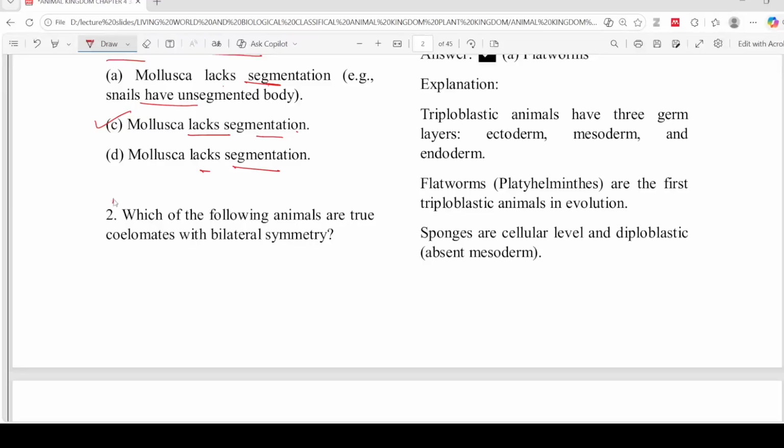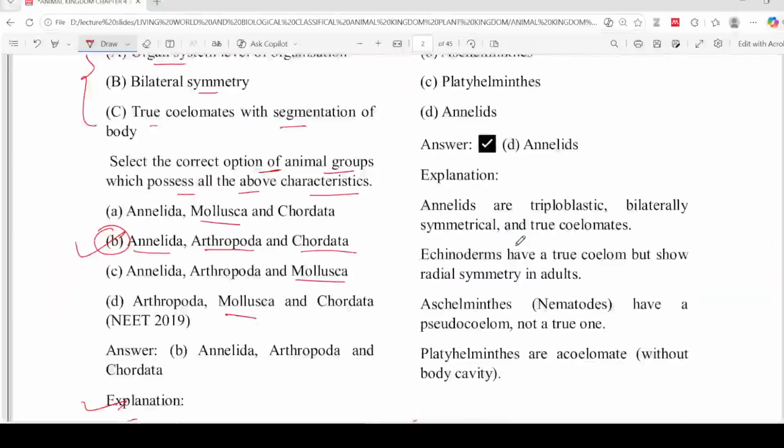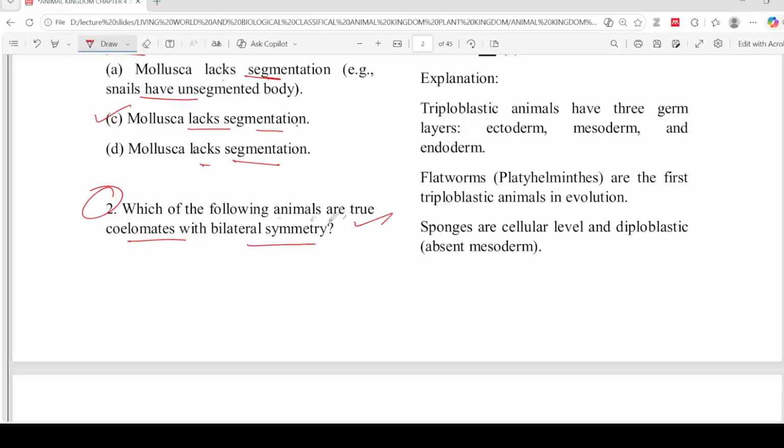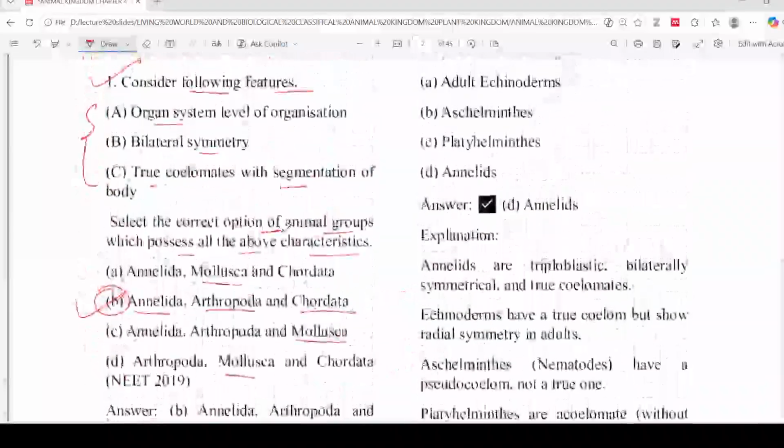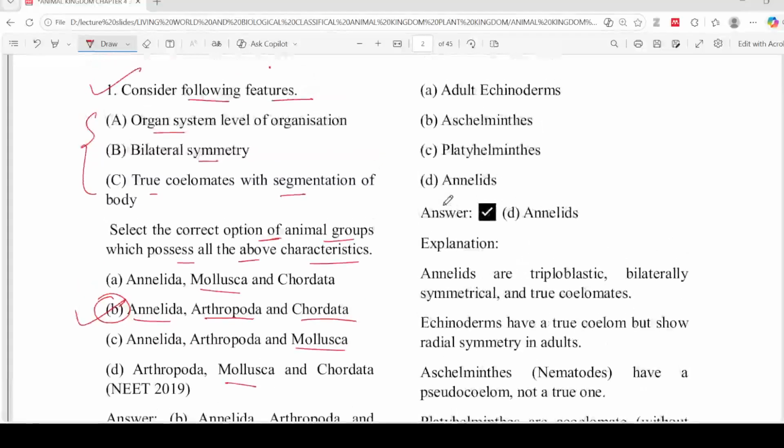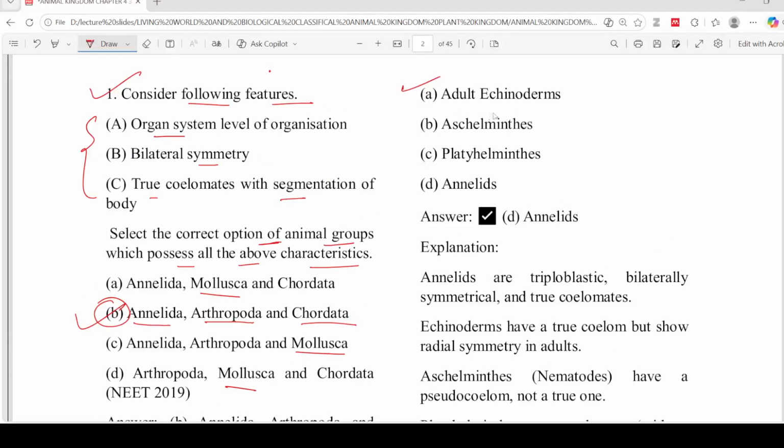So here is question number 2: which of the following animals are true coelomates with bilateral symmetry? So the options are given on the next page. So let's move to the options. Again I am repeating, which of the following animals are true coelomates with bilateral symmetry? Four options are given here: option A adult echinoderms, option B Aschelminthes, option C Platyhelminthes, option D annelids. True bilateral symmetry and true coelomates are present in annelids. So the correct answer will be option D, annelida.